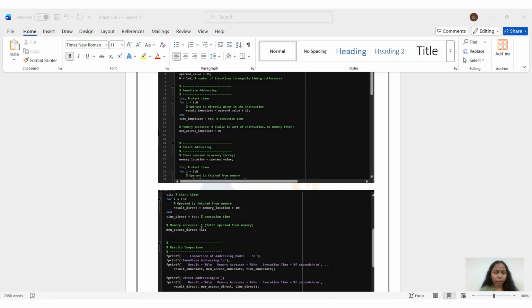In the MATLAB output, this results in a slightly higher execution time compared to immediate addressing and is categorized as moderate speed with more power consumption. Even though the difference in execution time may appear small in software simulation, in a real hardware system, memory access introduces noticeable delay. Therefore, indirect addressing is slightly slower and consumes more power compared to immediate.